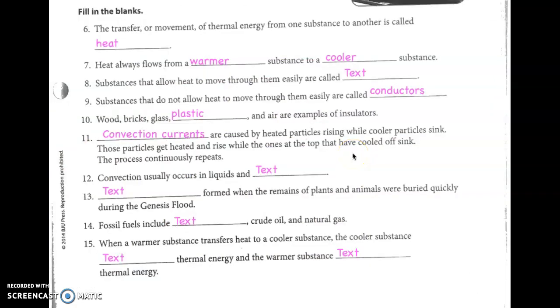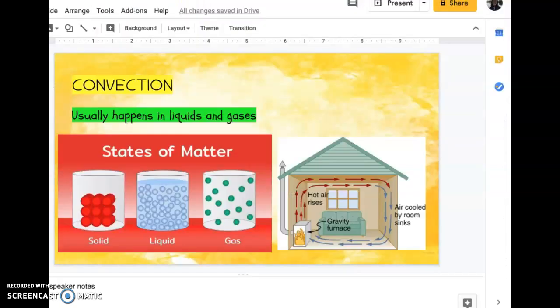Number 12, convection usually occurs in liquids and blank. So the three types of matter are liquids, gases, solids. How does convection happen? If you wrote gases, you are correct.